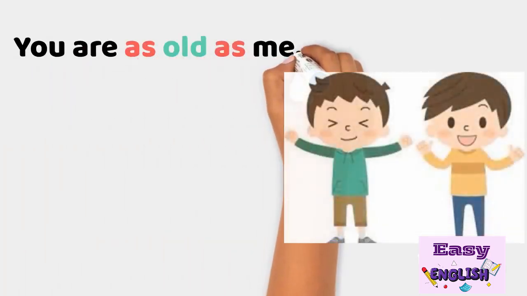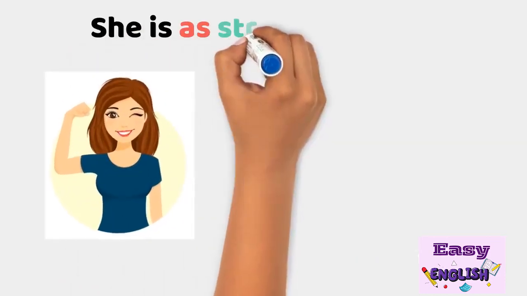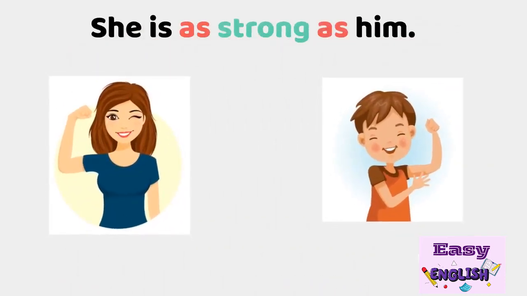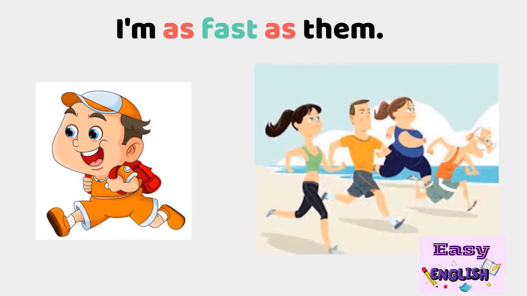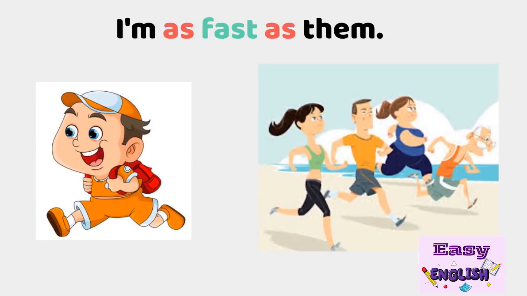It is very important to know that we say as me, as him, as her, as us, as them, and not as I, as he, as she. For instance, she's as strong as him, but we cannot say she's as strong as he. I'm as fast as them, but we cannot say I'm as fast as they.